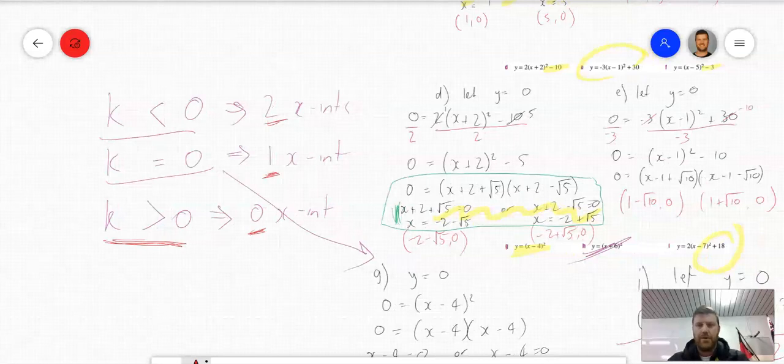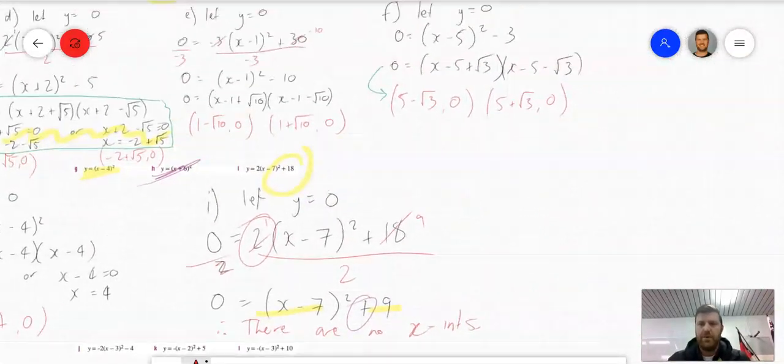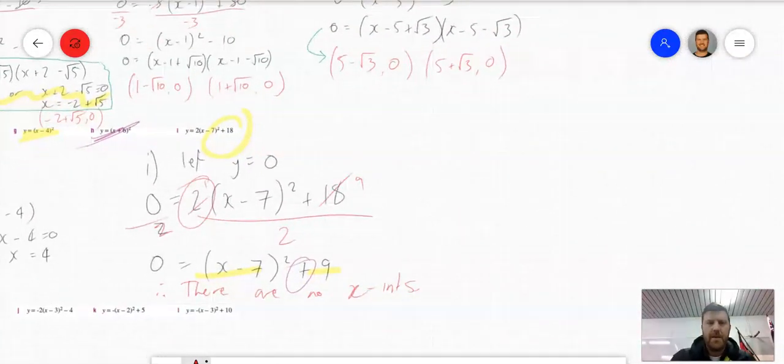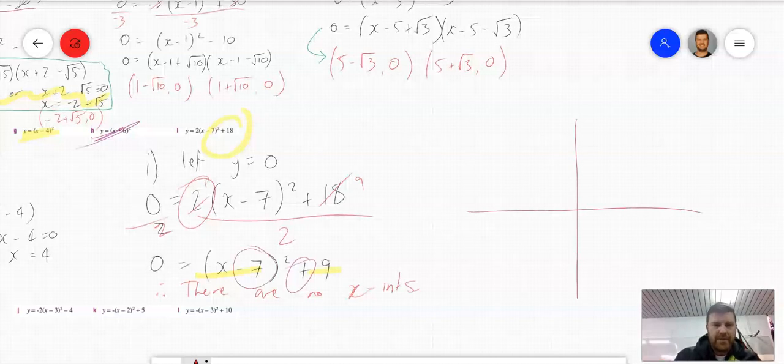And if I was to draw this one for you, just so you can see what I mean by that, it's in turning point form, so I know straight away that the vertex here is positive 7, positive 9.